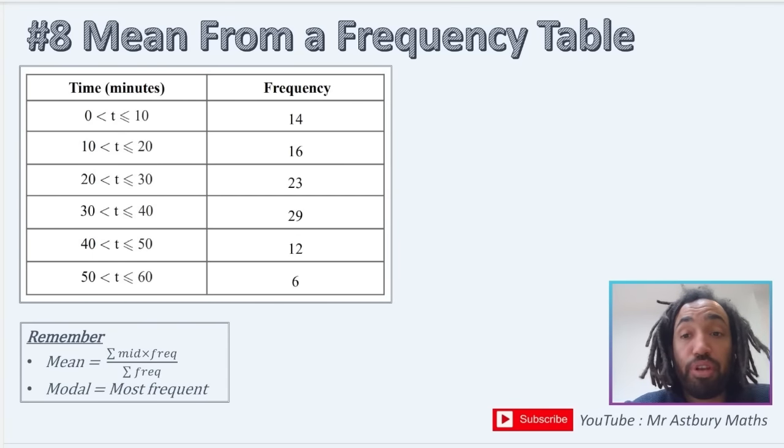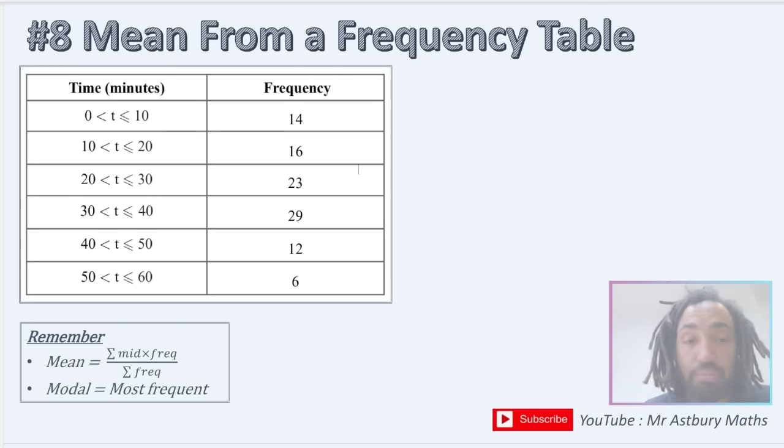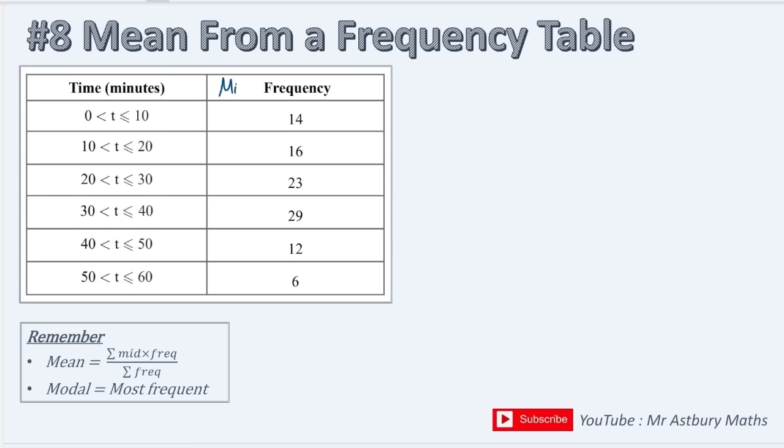A mean from a frequency table. What we need to do is work out the midpoints, multiply them by the frequency, then divide by the total frequency. Okay, let's do it. So the midpoints, I would write a column like this. 5, 15, 25, 35, 45, and 55.